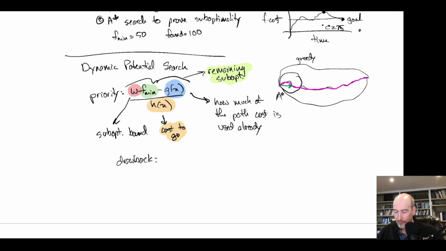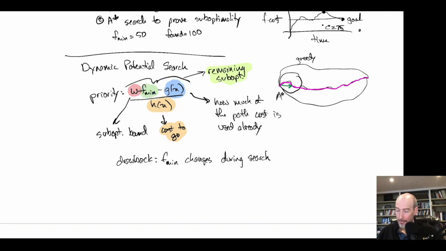And that is that fmin is not constant, but fmin changes during the search. So what happens? I expand a bunch of states, fmin goes up. When fmin goes up, the priority of every single state in the open list goes up. And therefore, I now have to resort my open list because the priority of every state changed according to fmin.